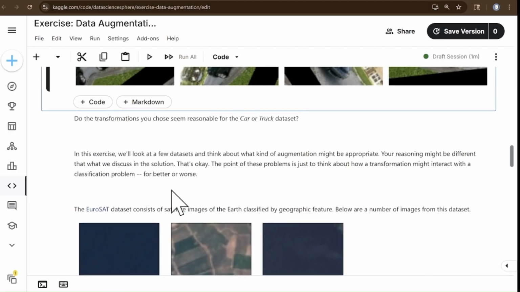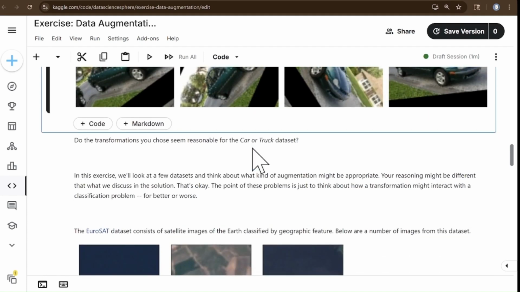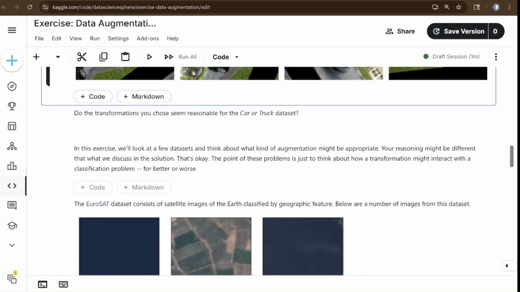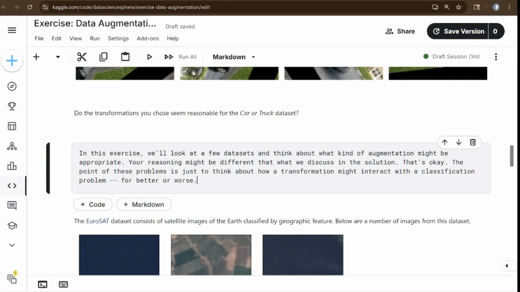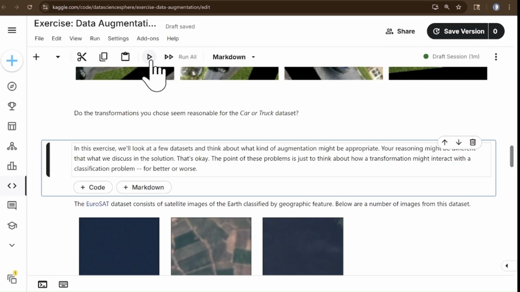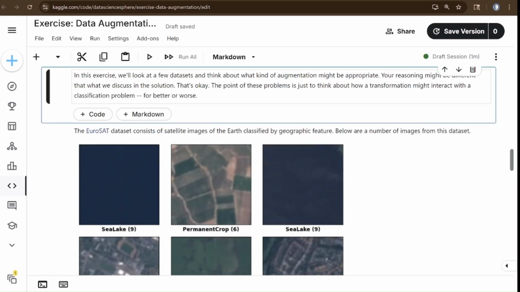with all of them. So it will rotate randomly. See, it has been rotated randomly. Okay. Now in this exercise, we will look at a few datasets and think what kind of augmentation might be appropriate. See, they have told you that if it is a digit, then you cannot do the rotation. 6 will become 9, right? So you have to understand for your dataset which augmentation technique is better. Then you can find the best solution.